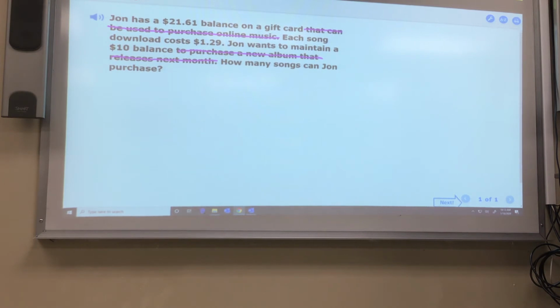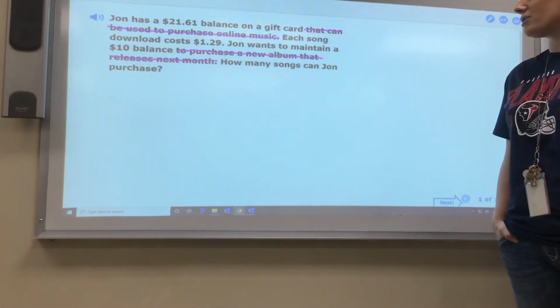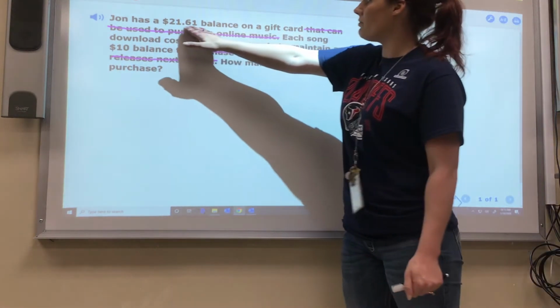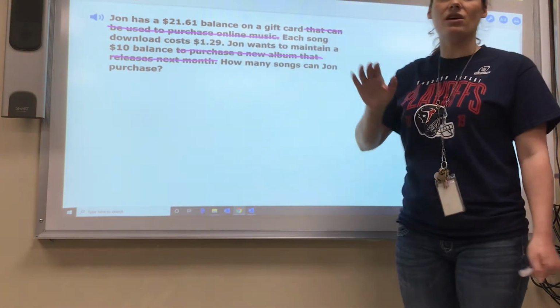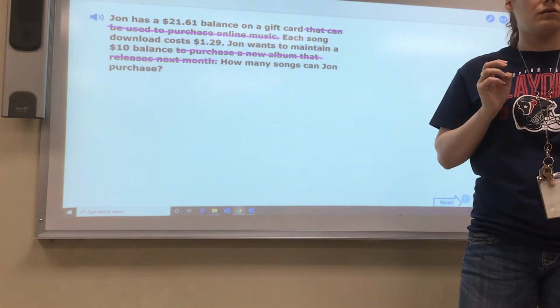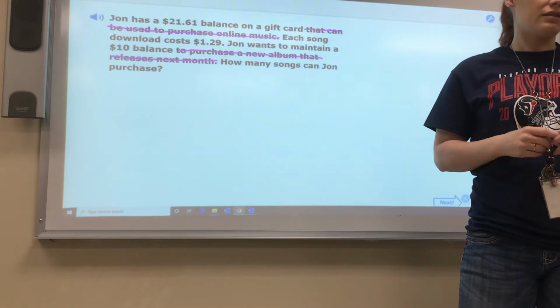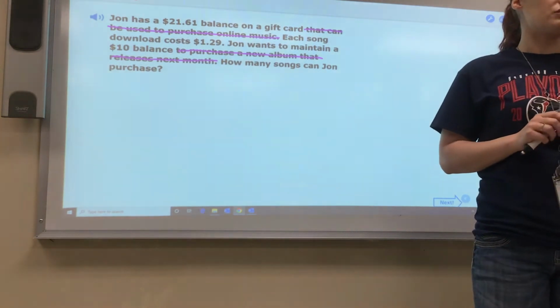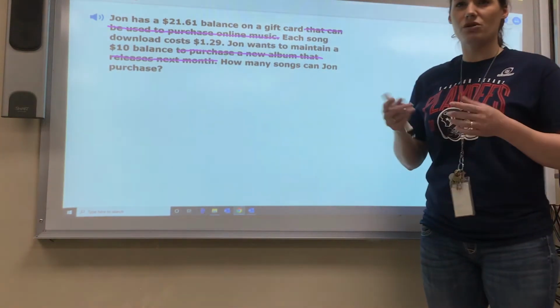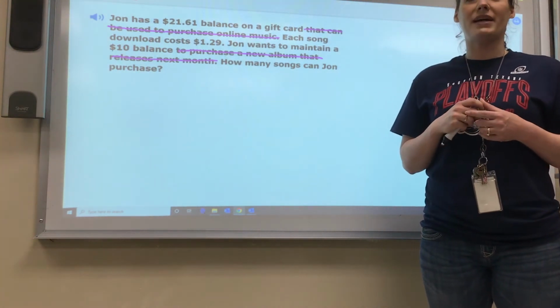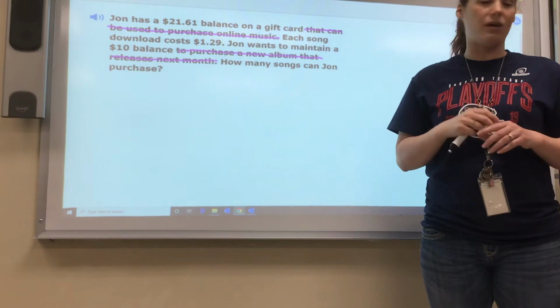Each song download costs $1.29. John wants to maintain a $10 balance. How many songs can John purchase? So a couple of things. What does this mean? $21.61 balance on a gift card. What is that? How much money he has left on the gift card if he hasn't used it? Balance means that's how much he has right now. So he's probably used some of it because you don't normally give a gift card to somebody for $21.61. So he probably has spent some money and that's what he's got right now.